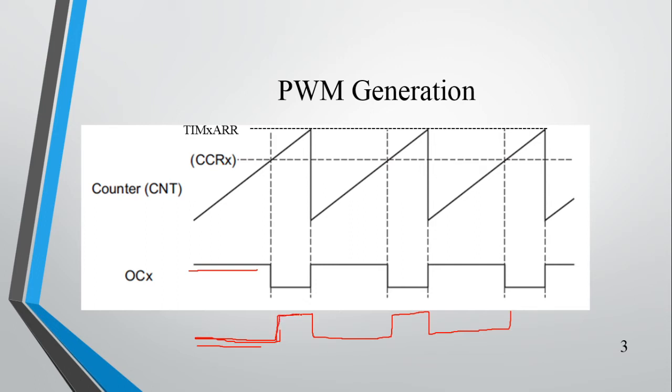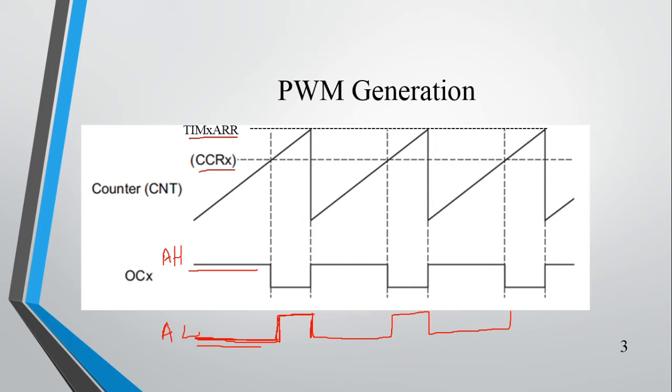It will stay in the set state itself, and whenever the counter value is equal to the auto reload register, it will be reset. Right. So if the PWM is in active low state, when the counter value is equal to CCRx, PWM will be set, and when the timer value is equal to the auto reload value, it will be reset. That is the case if the PWM is in active low state. But in the waveform shown, the PWM is in active high state.